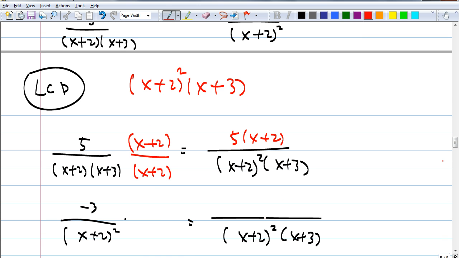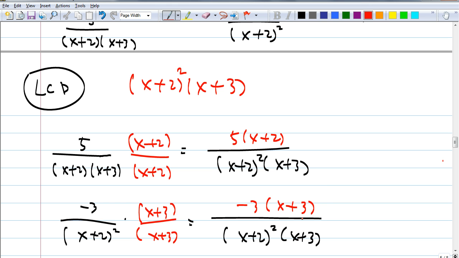Okay, do the other one then. What's missing? Everybody go ahead. Finish it up. We had negative 3 over x plus 2 squared. Now we wanted to have the LCD of x plus 2 squared times x plus 3. What do I need to multiply this fraction by? Sophia, what do I need to multiply this by? Yeah, multiply the top and bottom by x plus 3 is correct. Right? After all, that's really 1. Okay, so then we get negative 3 times x plus 3.